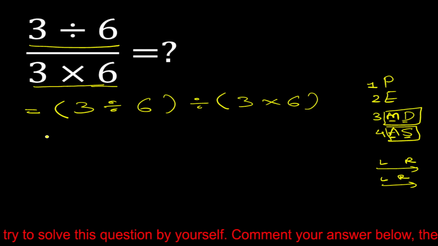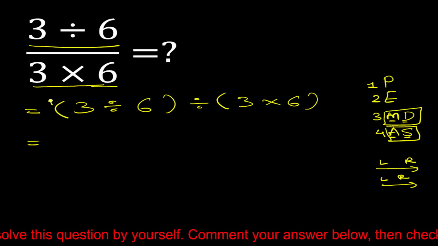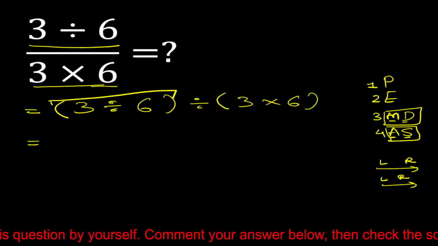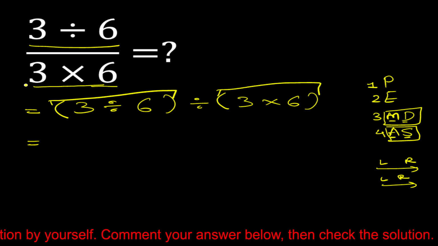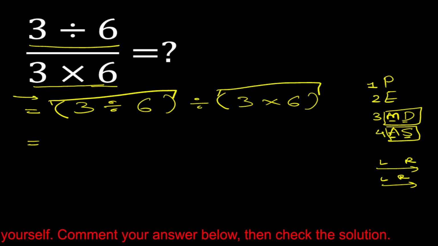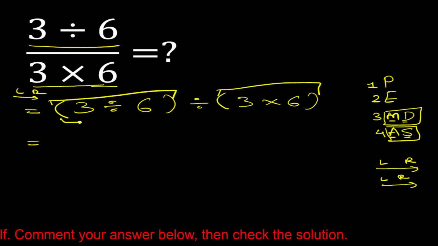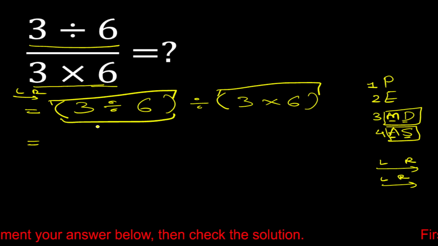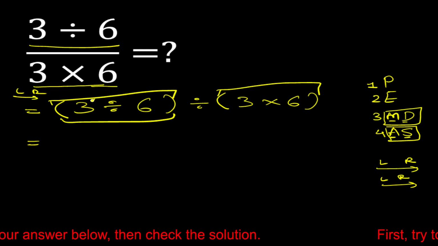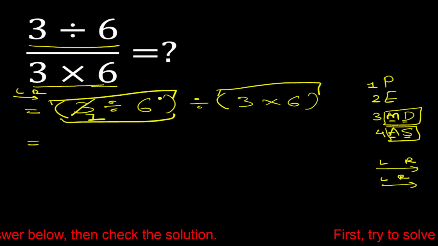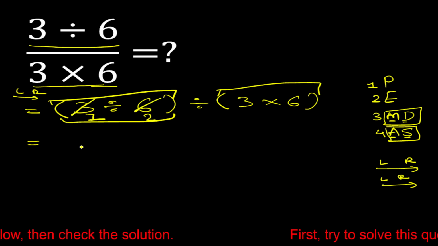Okay. So in this question, first we have to solve parentheses. Here is one parenthesis and here is another parenthesis. Both have equal priority, so we have to solve it from left to right. So first we have to solve this parenthesis. 3 divided by 6 is equal to 3 divided by 3, which is 1. Then 3 divided by 6 is equal to 2.